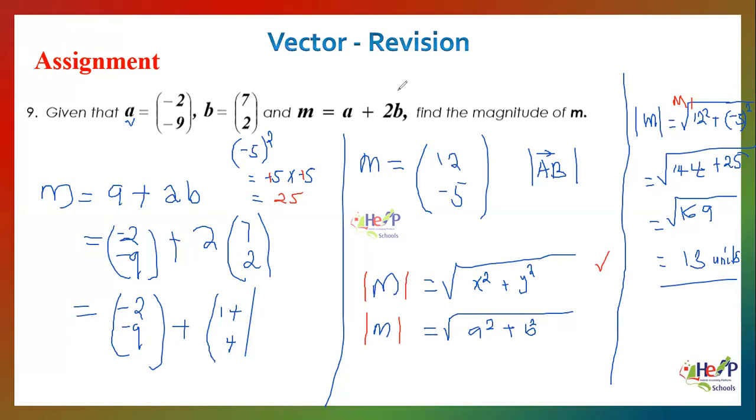Alvin, the answer is 19, correct? 13, correct? Then Aaron says M is 13 units, correct as well. Kenneth has 13 as well. Then Rachel, Linda is 13 as well. So the correct answer was 13. So basically that is it. And can I know if there is something I have to make clear here?